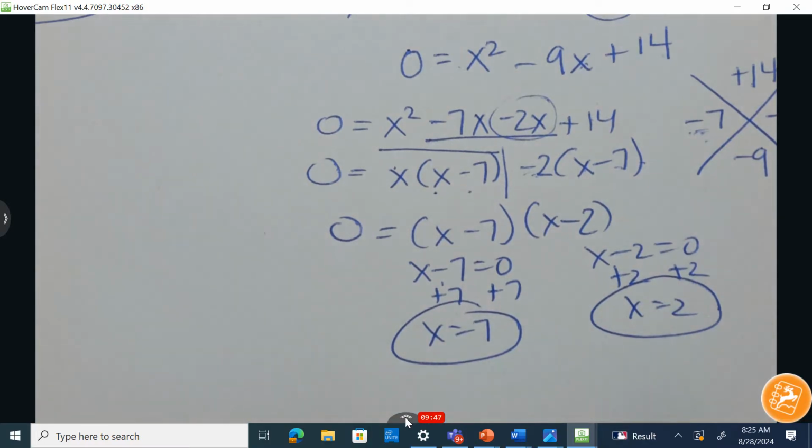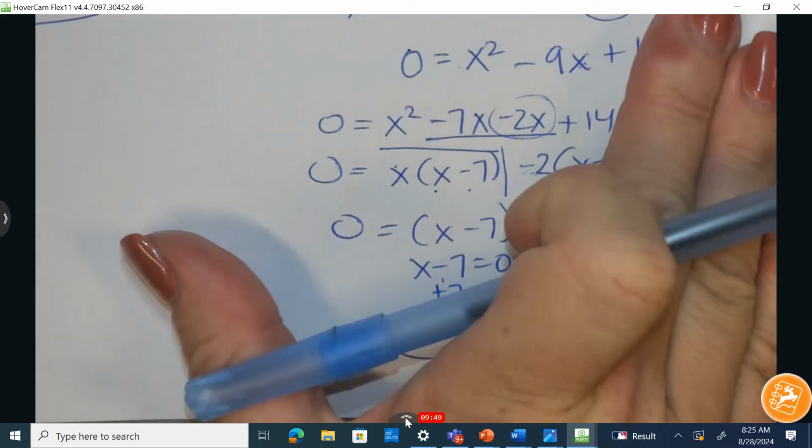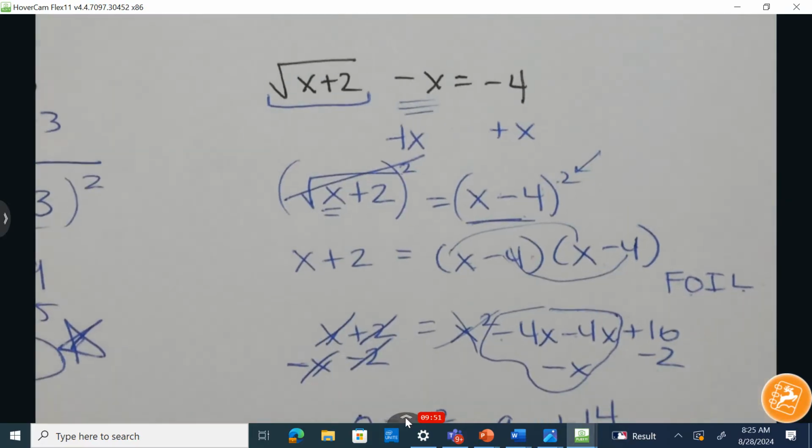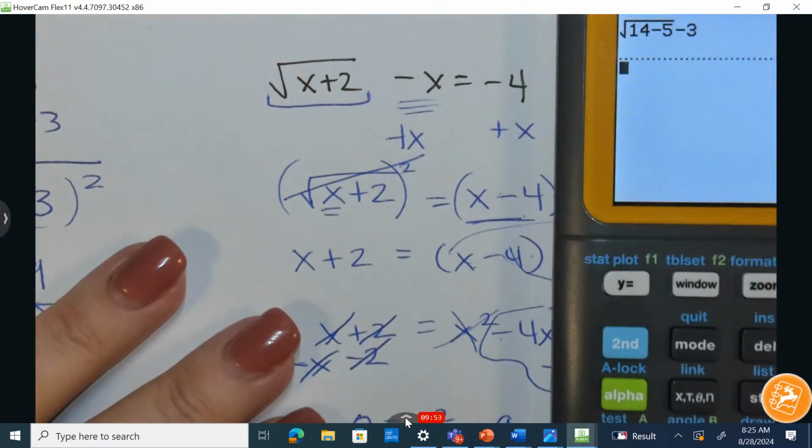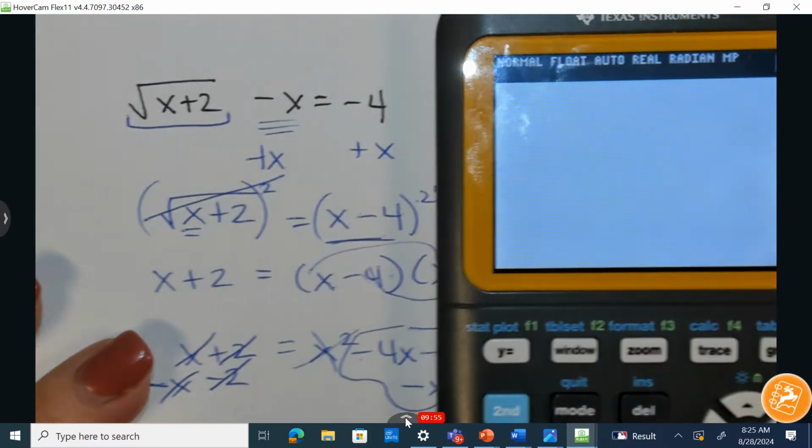I have these 2. Can I just assume they're right? I cannot just assume they're right. So I have 7 and 2. Let's grab a calculator or use mental math. It is up to you. It is up to you in this situation.